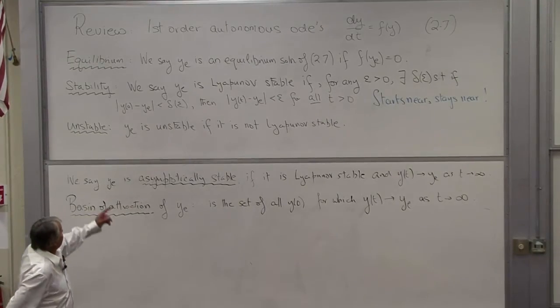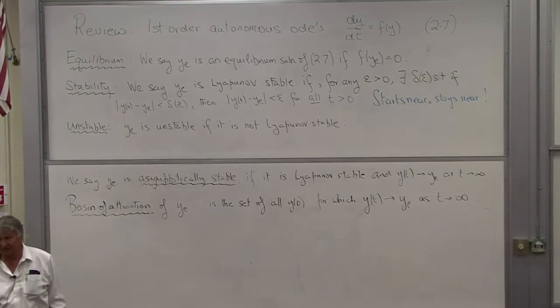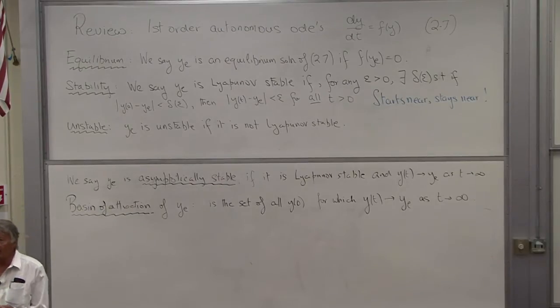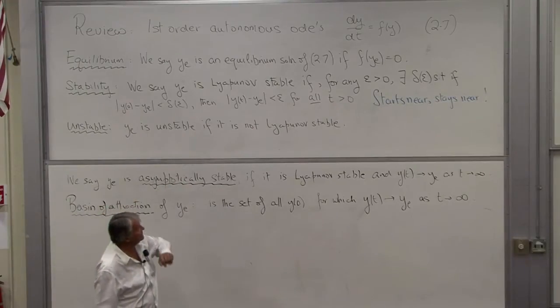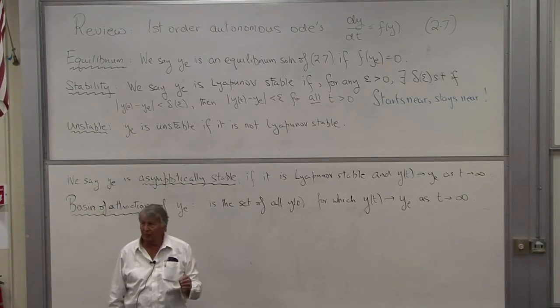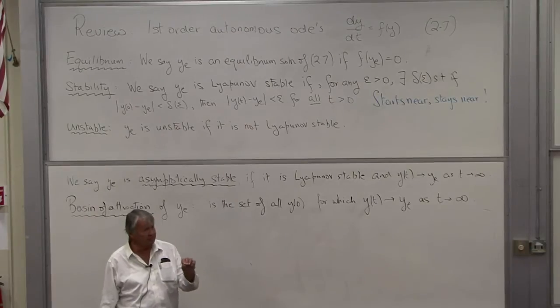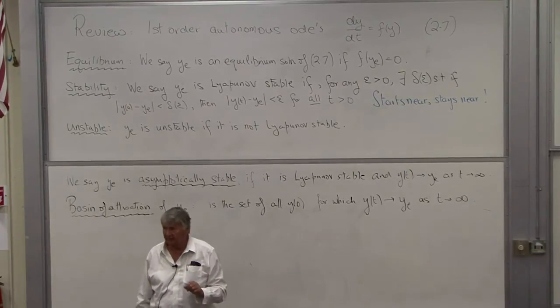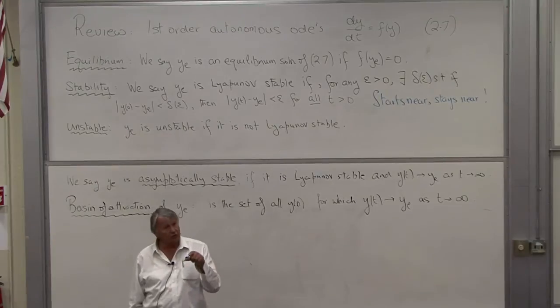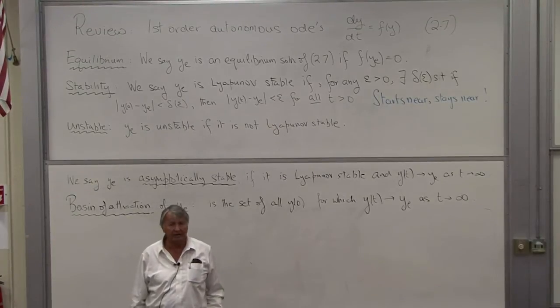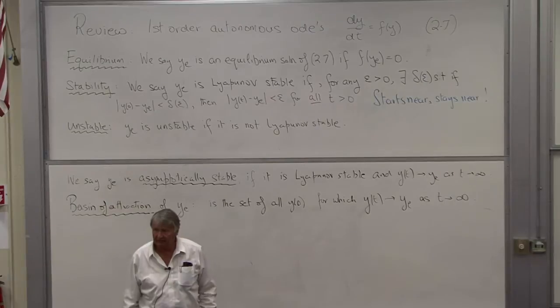Okay? Now, some definitions. We say YE is an equilibrium solution if f of YE is 0. If f of YE is 0 and you start at YE exactly, then the dy by dt, which is equal to f of y, will be 0 there. And so y won't change. So if you start exactly at YE, you will stay there.